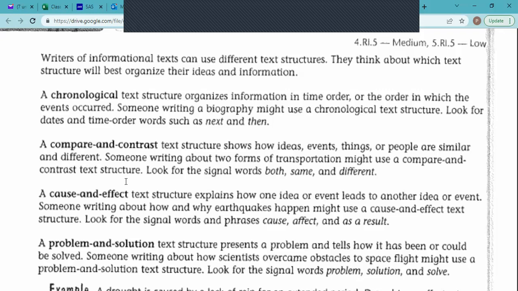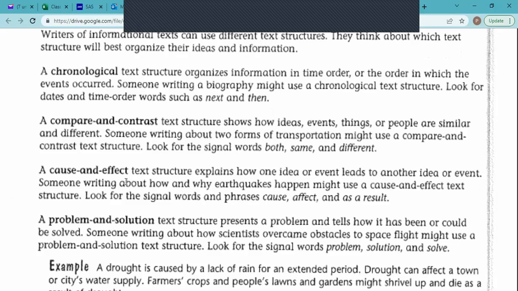Okay. Now, cause and effect. Now, that text structure explains how one idea or event leads to another idea or event. So someone writing about how and why earthquakes happen might use a cause and effect text structure. Okay. So looking for signal words and phrases like cause, effect, as a result of. Okay. So again, if someone steps out in front of a bus, right, that would be the cause.